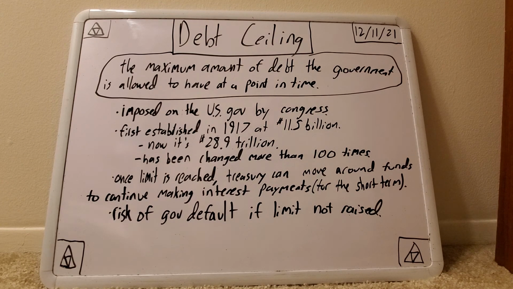And then once it reaches that amount again, the bill has to go back to Congress, and then they have to re-sign it for a new debt ceiling. So anyways, that was just a quick rundown of what the debt ceiling is like in the US.